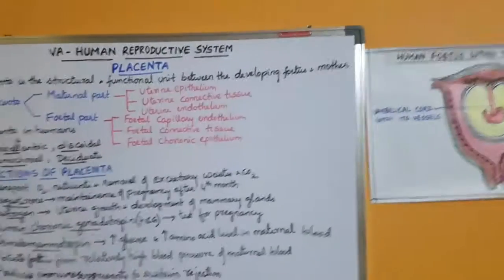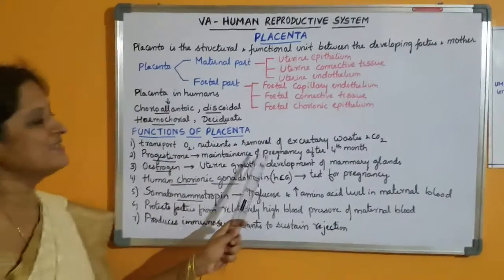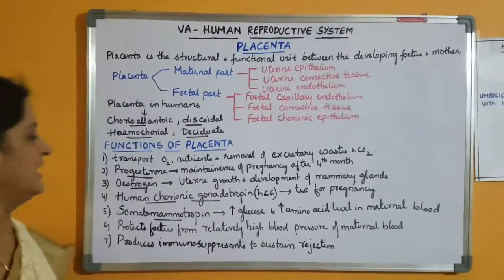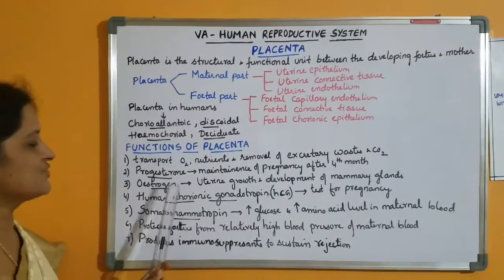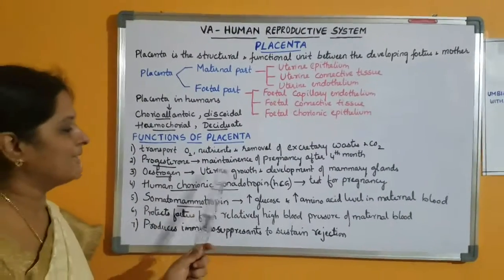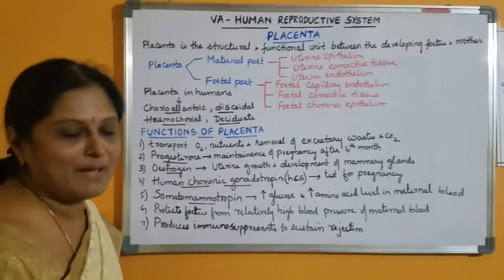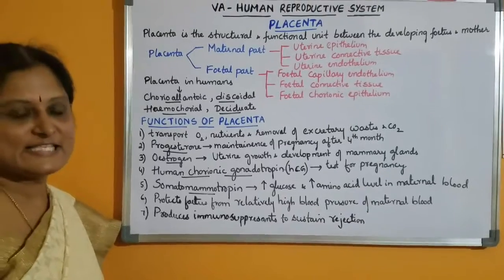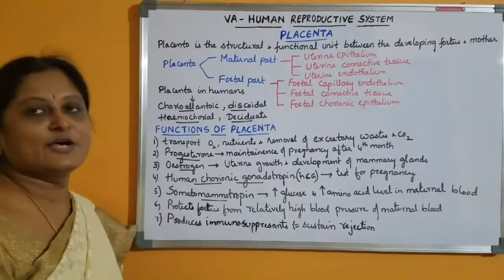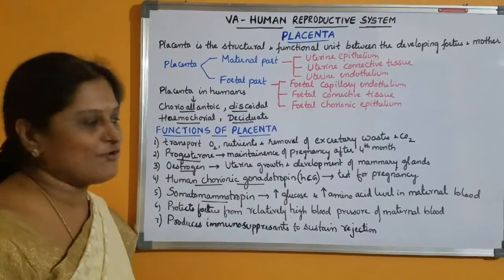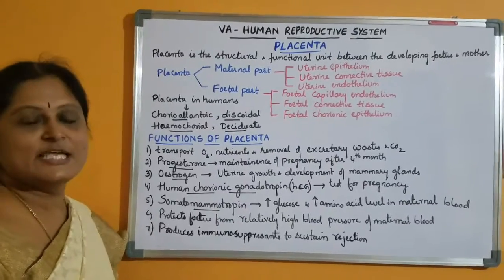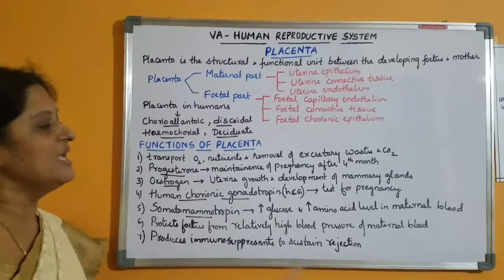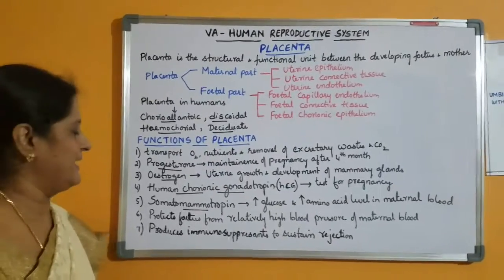The placenta secretes the hormone progesterone, which helps in the maintenance of pregnancy after the 4th month when the corpus luteum starts degenerating. Placenta secretes estrogen, which reaches the maternal blood and brings about uterine growth and development of the mammary glands. Placenta secretes human chorionic gonadotropin, HCG, which helps to sustain the corpus luteum and helps in the production of progesterone. And this HCG is excreted through the maternal urine, and the presence of HCG in the maternal urine is used as a test to detect pregnancy.